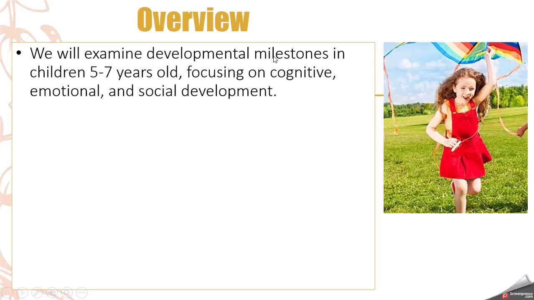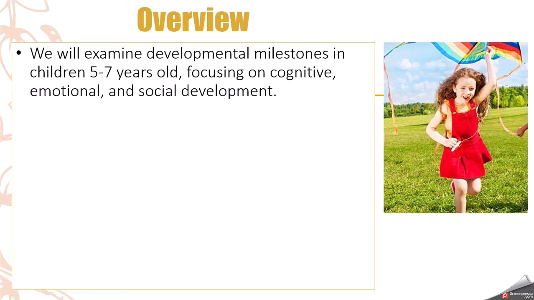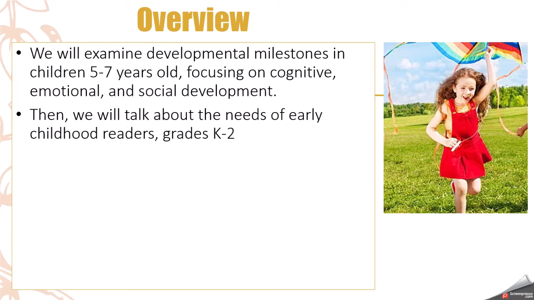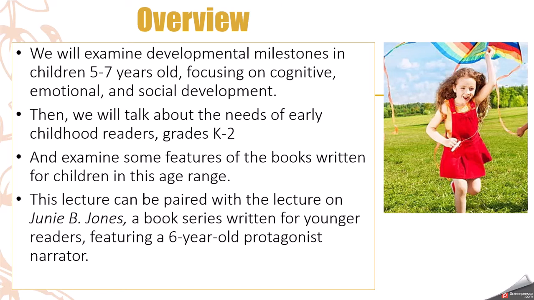So to give an overview, we're going to talk about developmental milestones in children 5 to 7 years old. And for all of the lectures about child development, we're really going to focus on cognitive, emotional, and social development. So then we'll talk about the needs of early childhood readers, grades kindergarten through second, so that approximate age range. And then we'll examine some of the features of the books written for kids in that age range.